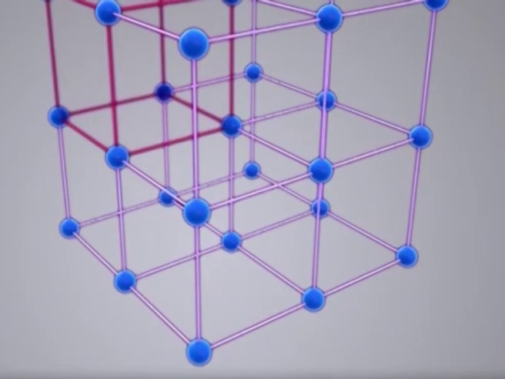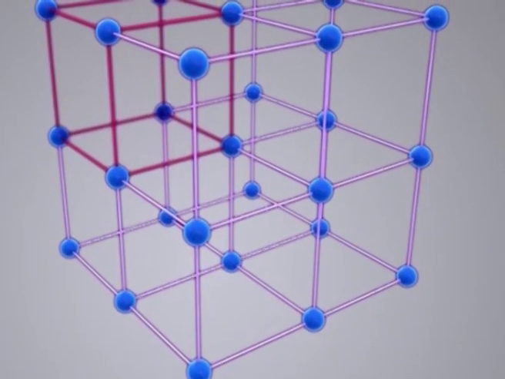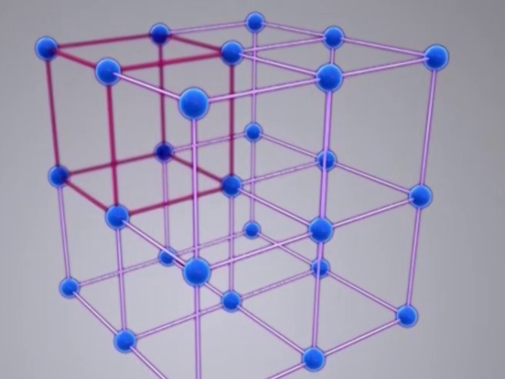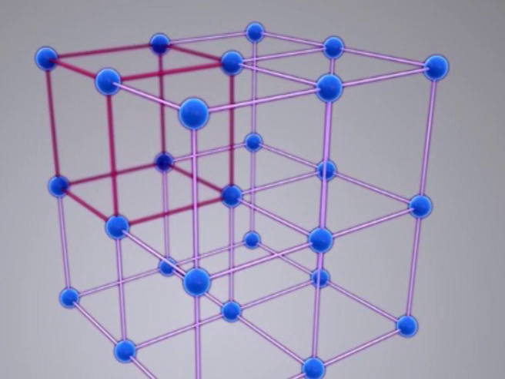A unit cell can be any unit of the lattice array which, when repeated in all directions and always maintaining the same orientation in space, generates the lattice array.